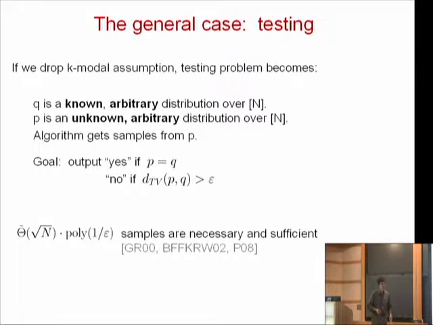For the testing question, if we drop the k-modal assumption, then the testing problem is what? We have a known arbitrary distribution q over our endpoints. We have an unknown arbitrary distribution p over our endpoints. We get samples from p, and we want to know, is p equal to q, or is it far from q? This is one of the first problems that was studied in the context of testing probability distributions, work by Fortnow, Rubinfeld, and various collaborators. And we know how many samples you need for this. Basically, square root of n times poly 1 over epsilon are necessary and sufficient.